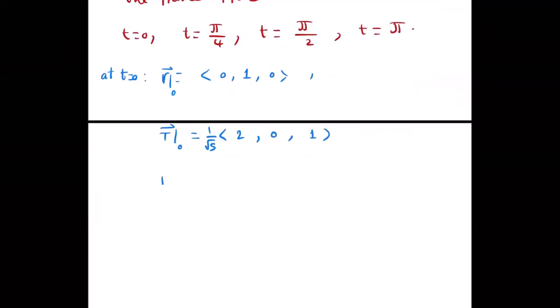The principal normal at 0 will be, there is no root 5 here. We get negative sine 0 is 0. Negative cosine 0 is negative 1. And we have 0 here. B will be the binormal at this point.